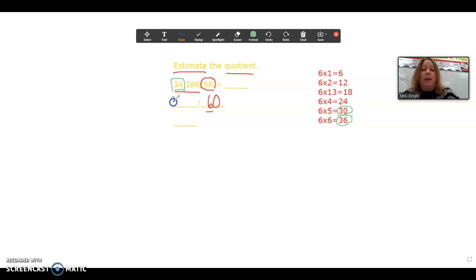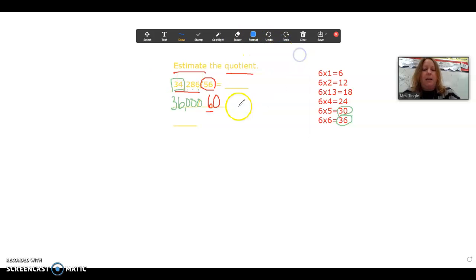I'm going to round that 34 to 36, and of course my place value here for the 2, the 8, the 6, the hundreds, the tens, and the ones places are all going to be zeros. And what I have done is I have rounded 34,286 to 36,000. And again, why did I do that?